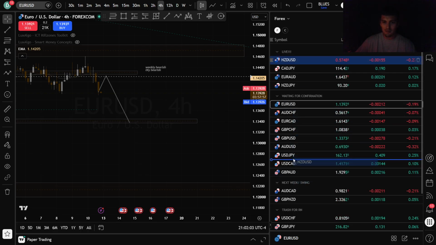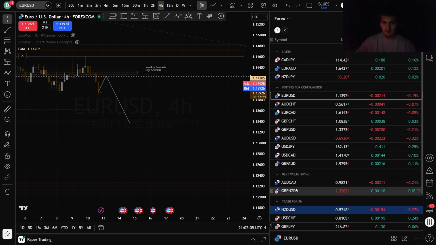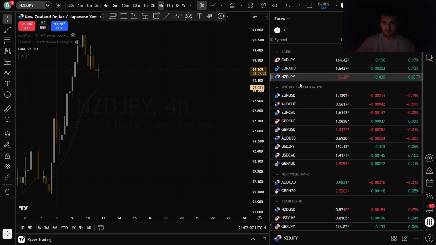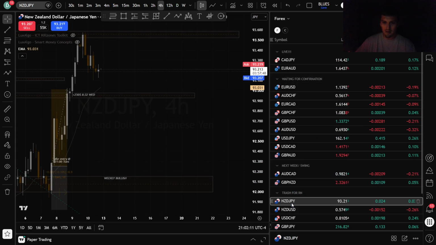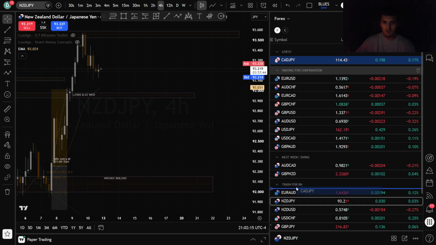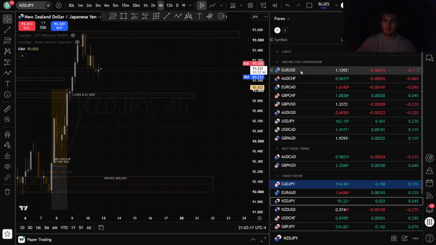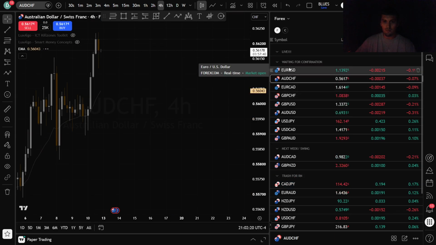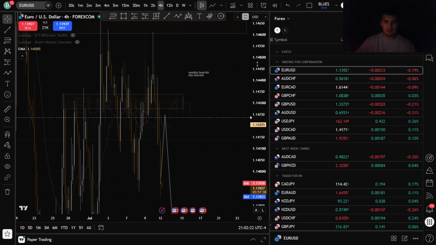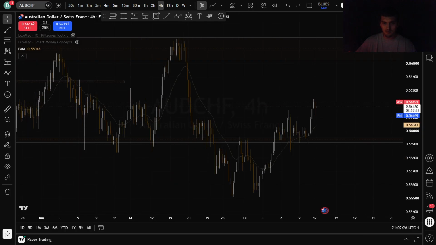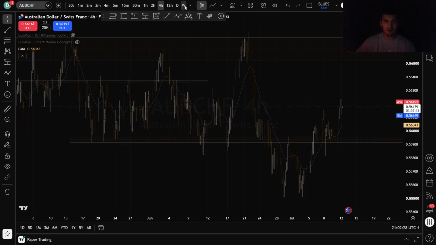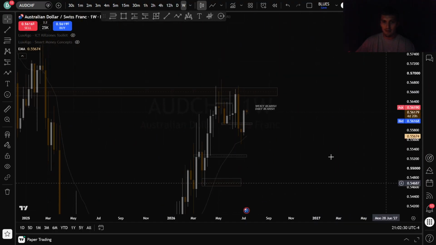Okay, and so I'm going to start everything else down here at the bottom, so we can kind of stay organized, right? So I want to go over a couple of pairs. We already marked up Euro USD for the week. Let's see what Aussie CHF is going to look like. So let's go all the way back up to the weekly time frame.